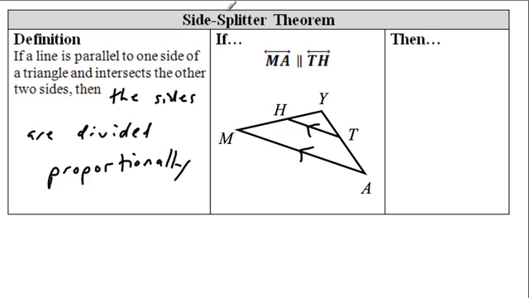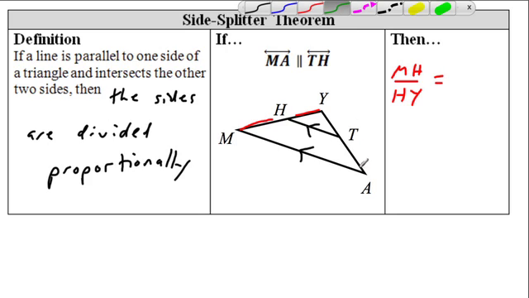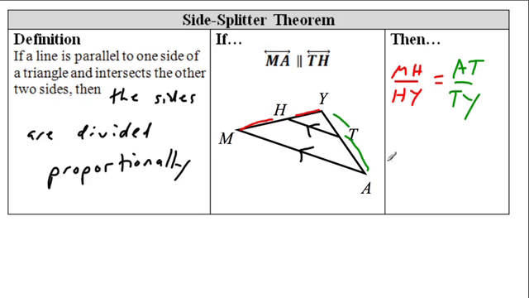Excellent. So what does that mean? What's cool about this is, let's go ahead and write down what this means. Here's my picture. It means that this side is proportional to this side. So MH is to HY as what? What has to be true? Well, if I go on the flip side, AT is to TY. So they're proportional. And then we can use that to solve lots of stuff. So that's the side-splitter theorem.